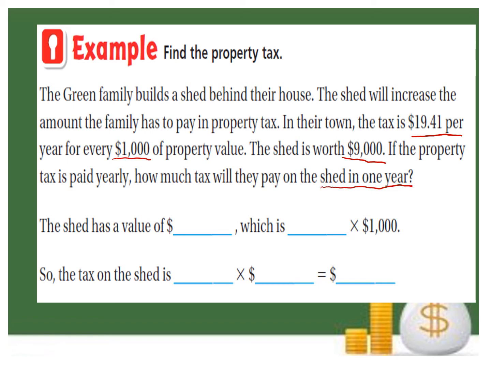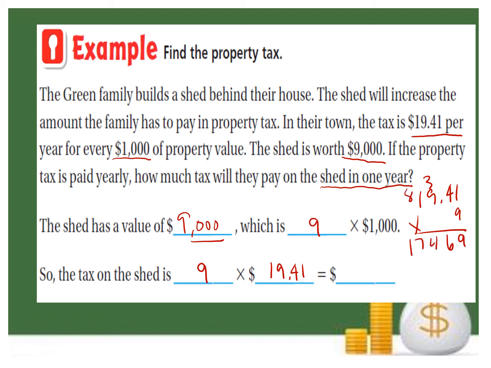Okay, so the shed has a value of $9,000, which is 9 times 1,000. So the tax on the shed is 9, because there are 9 thousands, times $19.41. So we do that math, $19.41, we multiply like normal, 9, 36, 81, 84, 9 plus 8 is 17. We have 2 places behind the decimal. They're going to pay $174.69 in taxes on that shed.